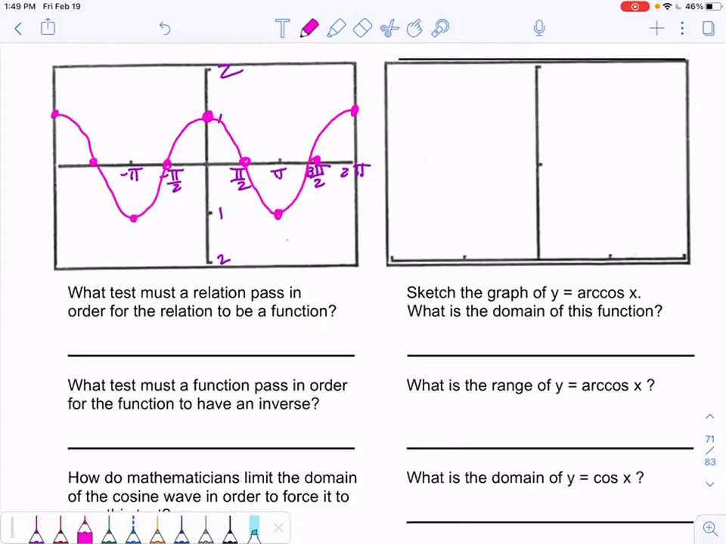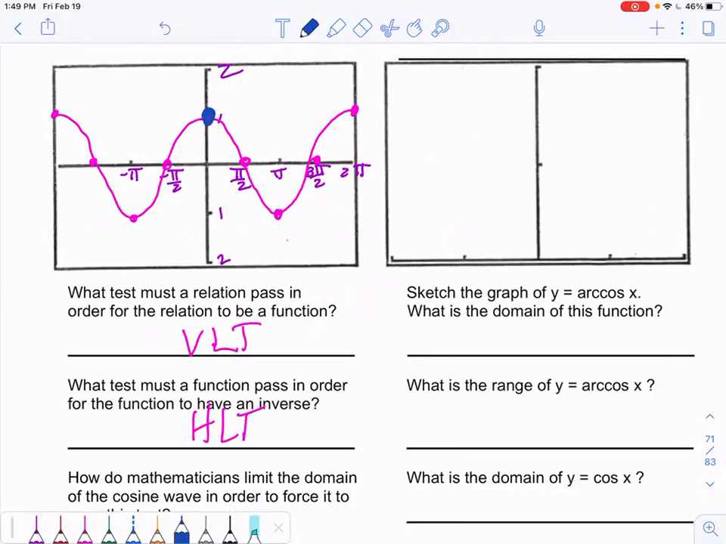So underneath, we know the answers to the next 2 questions. Still has to pass the vertical line test. Still has to pass the horizontal line test. Where do you think the inverse would be located? What would we restrict on this graph, Daniel? It would have to be between 0 and pi.